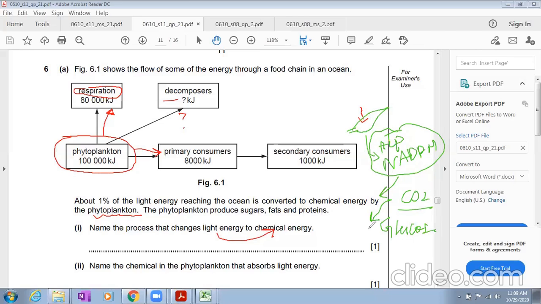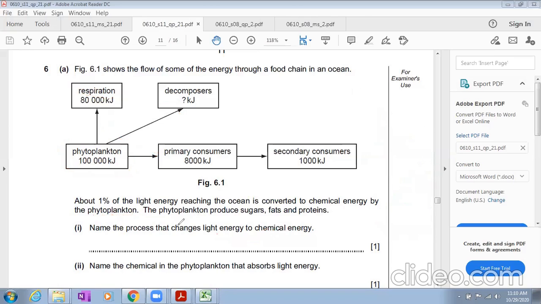So the process in which light energy is converted into chemical energy, ATP and NADPH, is called photosynthesis. So you will mention here: photosynthesis. Is it okay? All right.